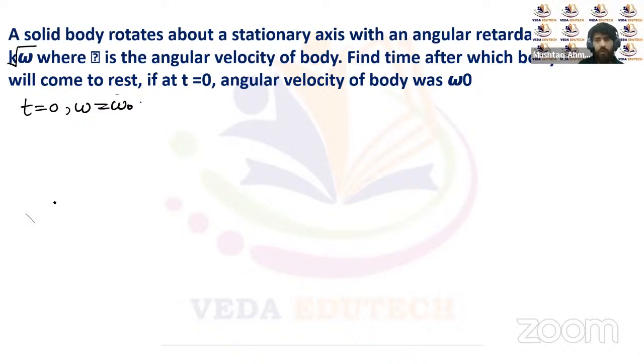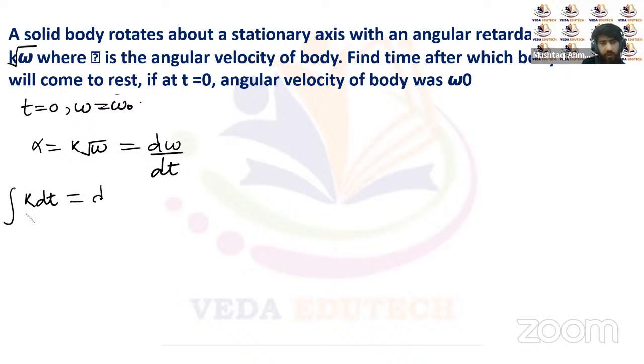So angular retardation is given as k root omega. So alpha is given as k root omega, which will be equal to d omega over dt. Now if we integrate on both sides, that will be the integral of k dt and the integral of d omega over root omega.